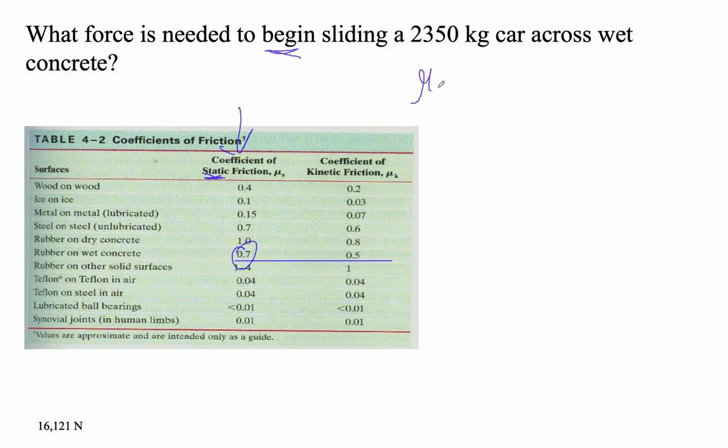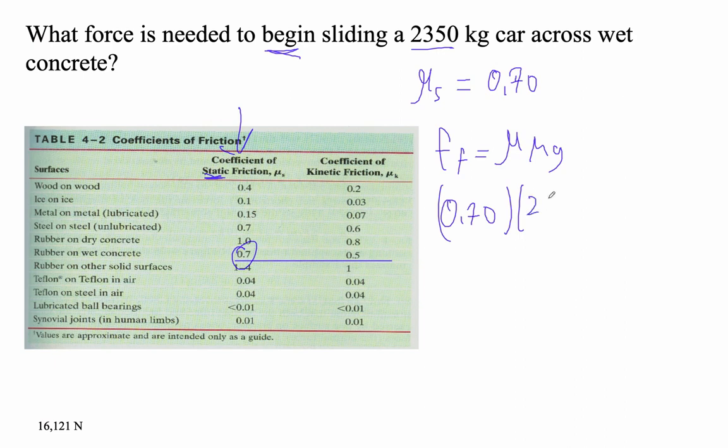So our static coefficient, right, is 0.70. So the force of friction is mu mg. So that's 0.70 times its big car, right? It's like 5,000 pounds, right? 2.5 tons. Is that right? Yeah.